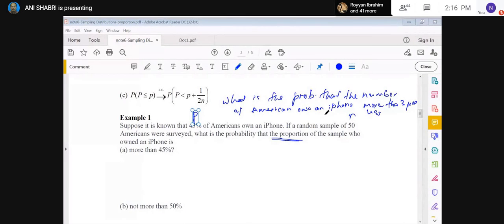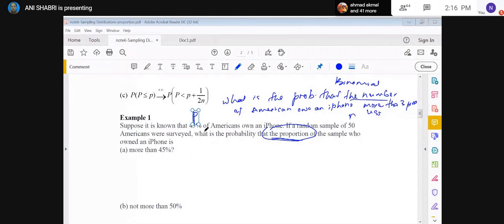If you look here, the question is the number. For the number, we must use the binomial distribution. For this one, the probability is considered about the proportion. When you want to find the proportion, you must use sampling for proportion. Understand the difference between the binomial question and the proportion question. For this one is proportion, sampling.